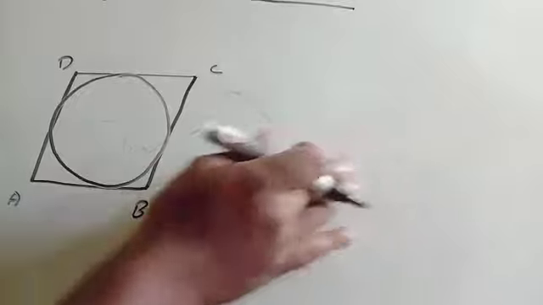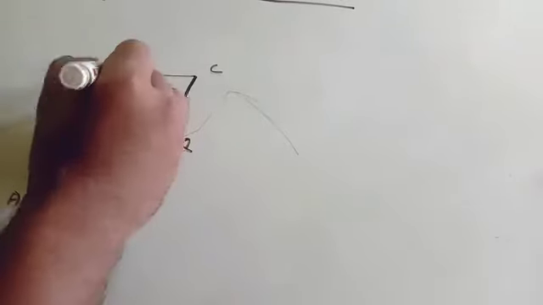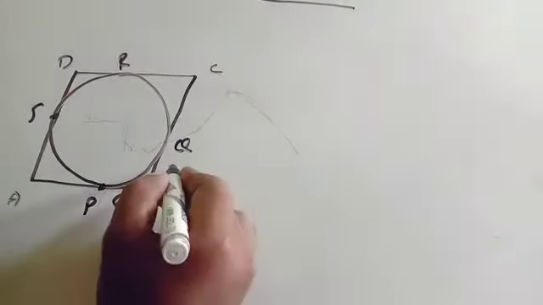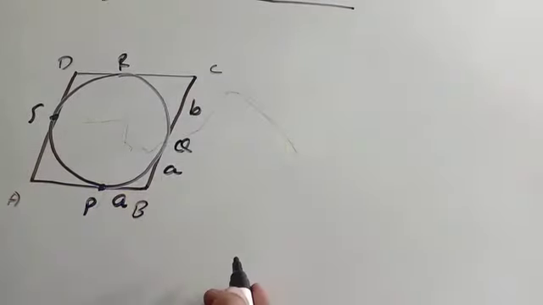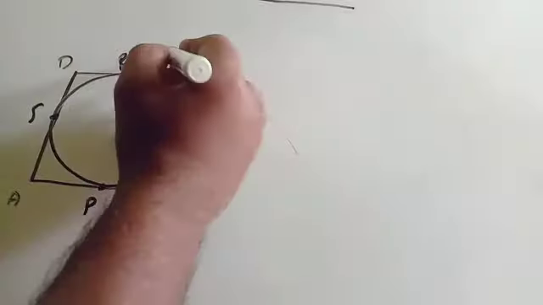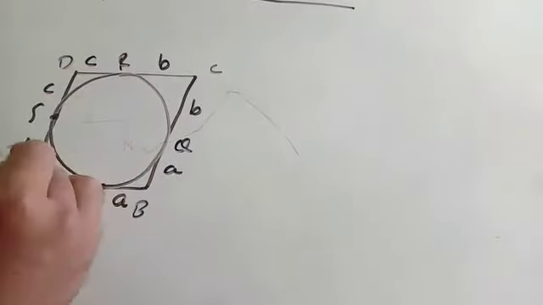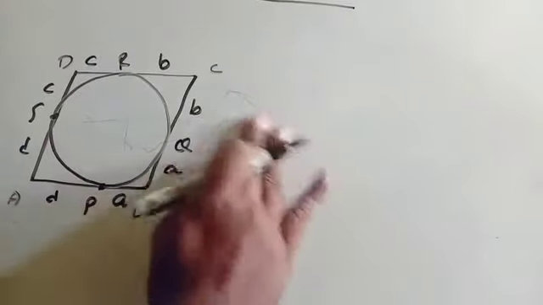Okay, let us not use this property. Let us say these points are again P, Q, R, S. But in this question, what is the specialty? AB is equal to CD. So PB is equal to A, QB is also A. Let us say QC is B and RC will be B. This is C, this also will be C, this is D, this also will be D. Now you will get the same thing.